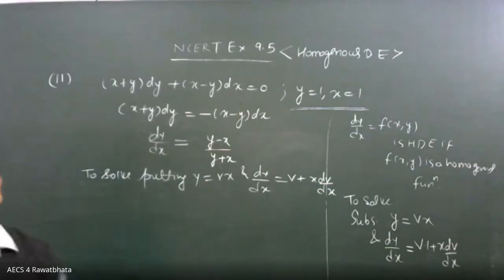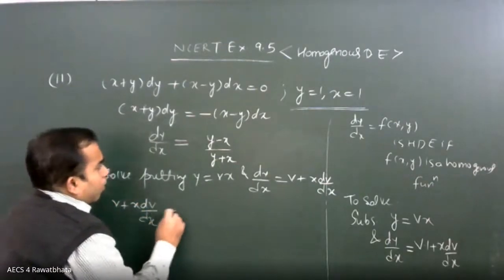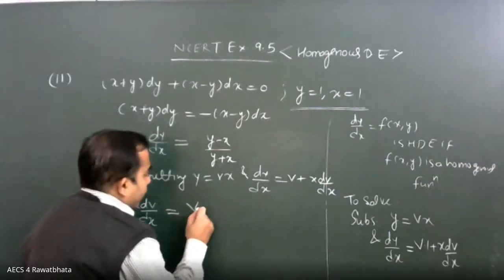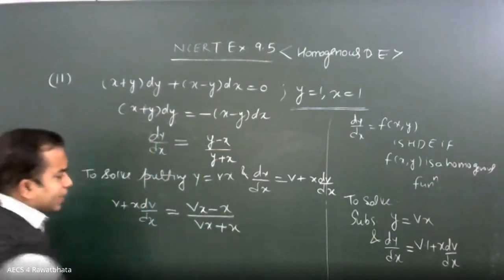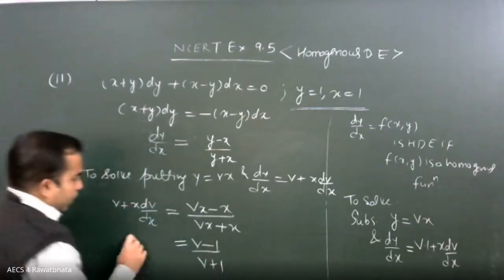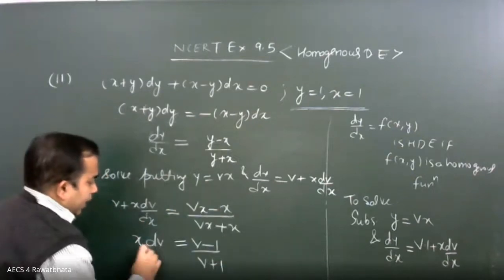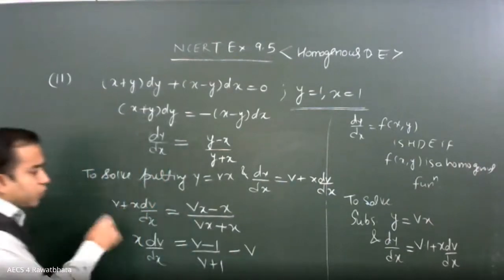Students, it will not be a one-sided class. I'll ask you, so remain active. I request all to be ready to answer my questions. So if I make the substitution here, it will become v plus x dv upon dx. And here, if I put vx in place of y, this x can be taken common and removed. This will become (v minus 1) upon (v plus 1). And this v we can shift to the other side: x dv upon dx equals (v minus 1) upon (v plus 1) minus v. This v we have shifted to the other side.